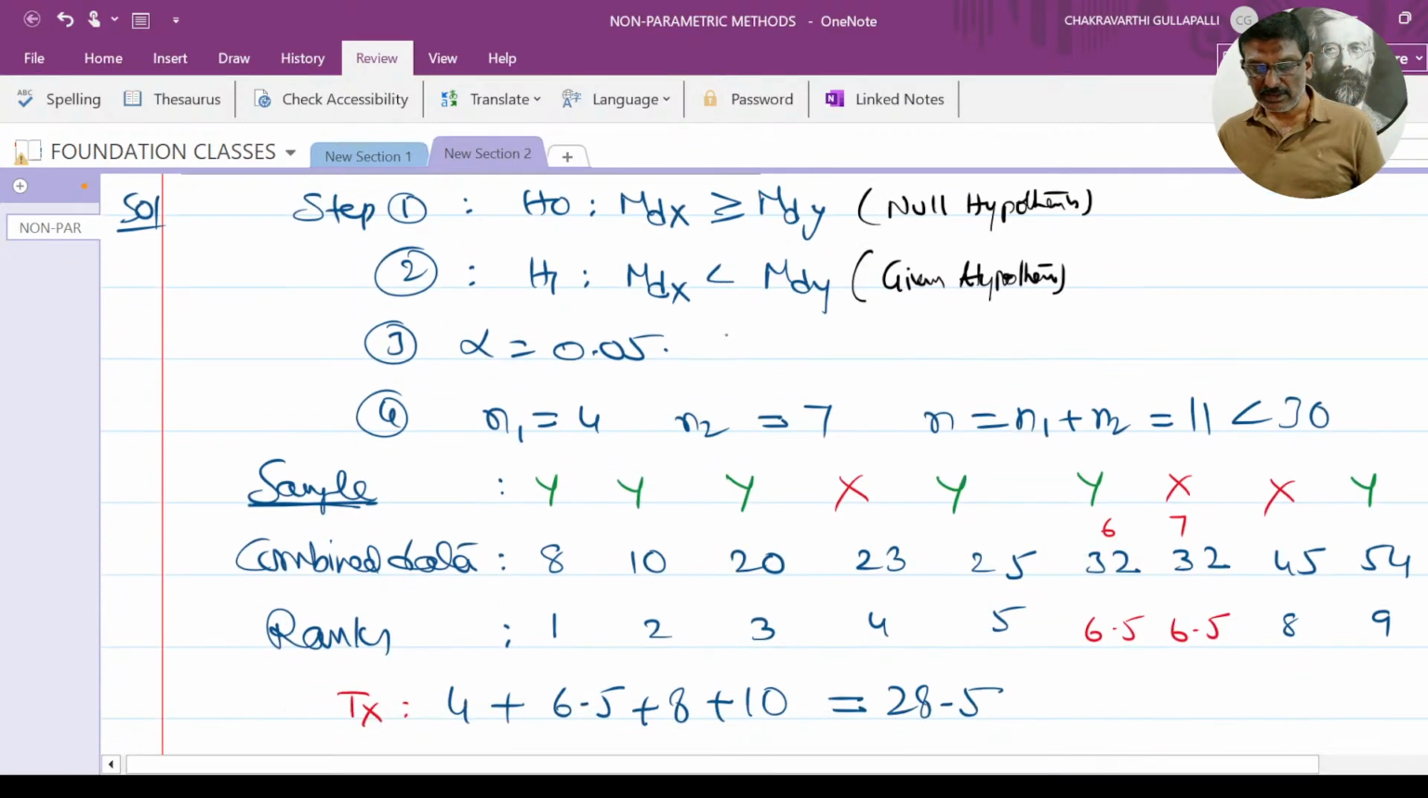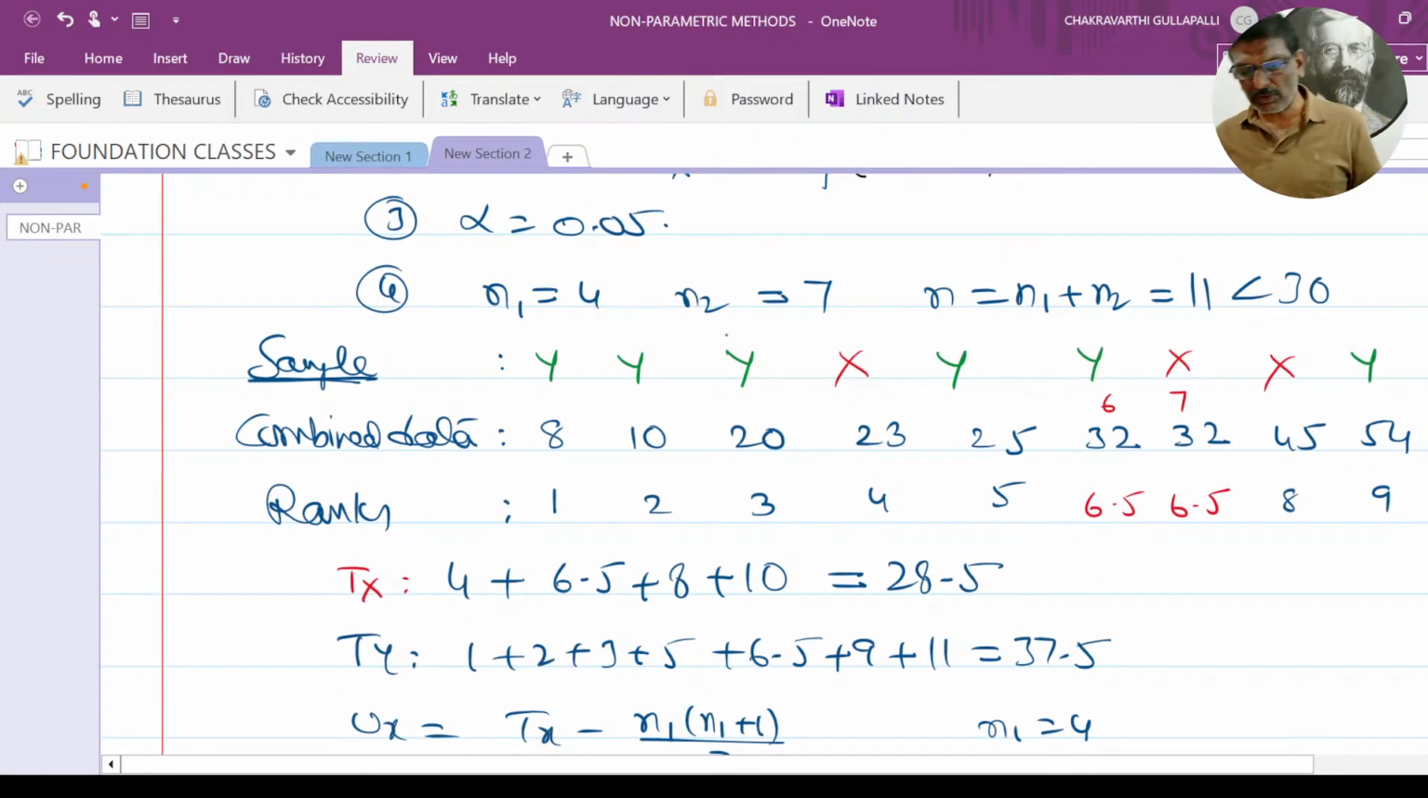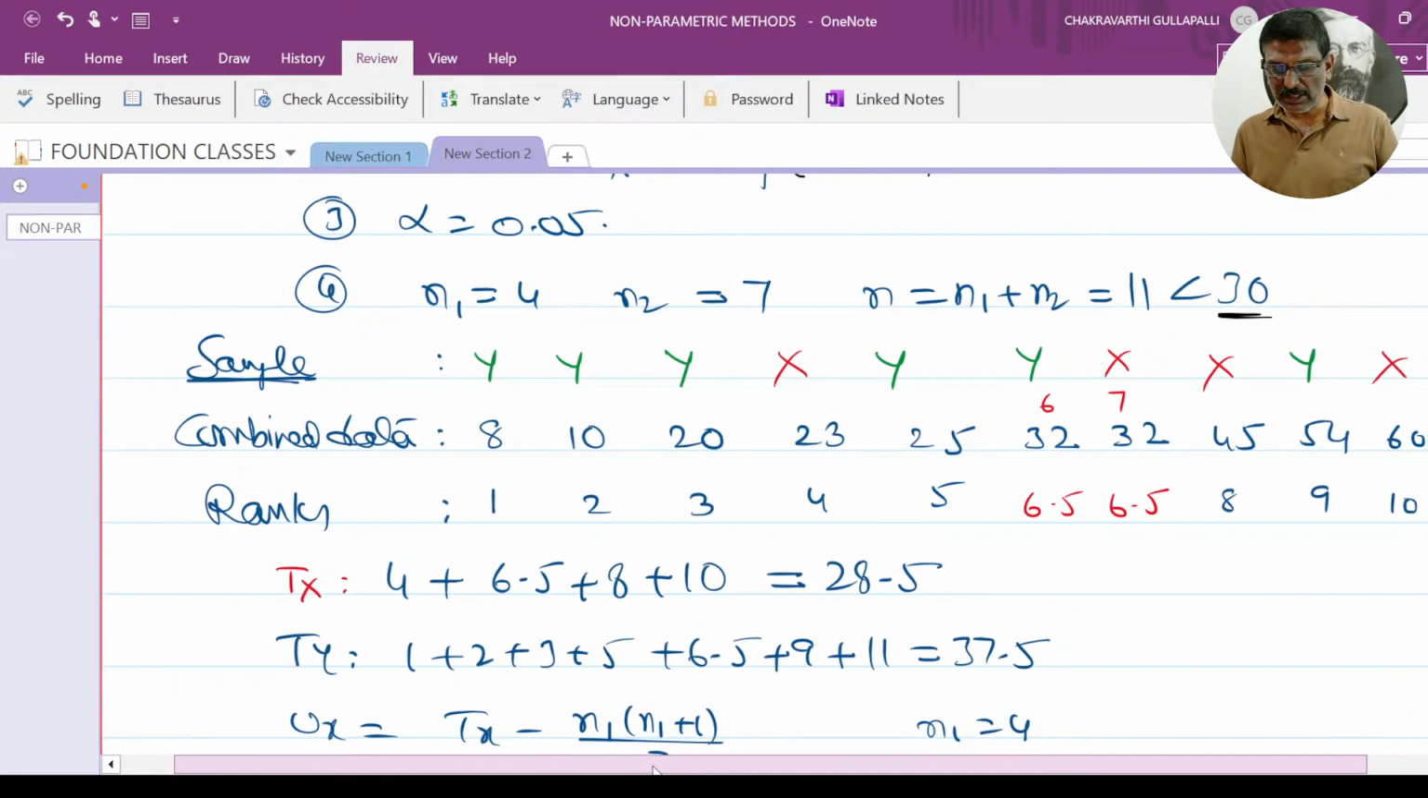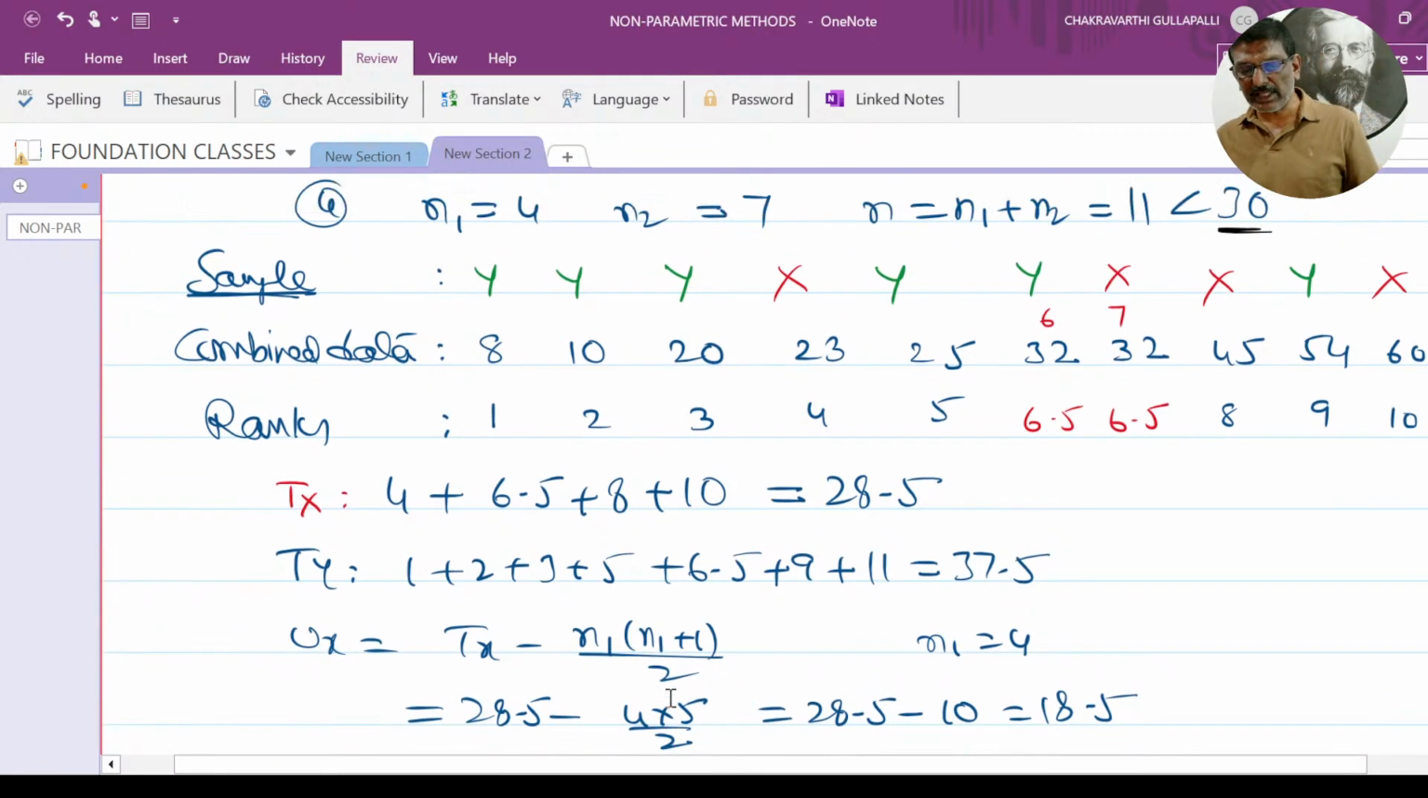Remember that point. Alpha is equal to 5% level, N1 is equal to 4, N2 is equal to 7, and N1 plus N2 is equal to capital N, that is 11. 11 is less than 30, so this is a small sample case; use this formula. Now, what is the procedure here? First of all, you have to combine all the sample values.